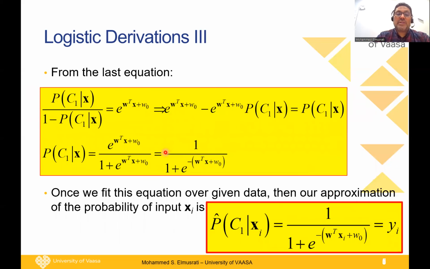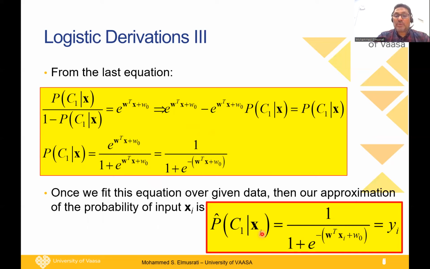And by solving this, we got this equation. The probability of being in class 1 given, or conditioned on, x should be 1 divided by 1 plus e to the power of minus (w transpose times x plus w0), where w transpose is the weight transpose and w0 is the drift of this linear equation. So actually, this is the probability of being in each class.